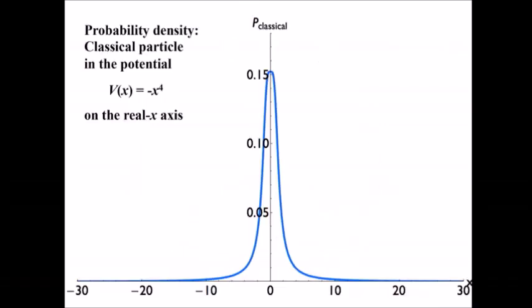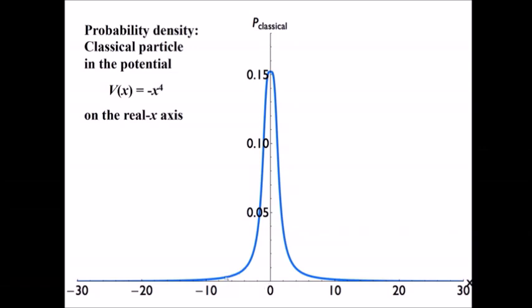Okay? So if you ask, what is the probability of finding this particle? It is most probable to find the classical particle near the origin, and it's very unlikely to find the particle very far from the origin because it's traveling very, very fast. So in fact, the particle spends almost all of its time very, very close to the origin. This is a sharply peaked probability distribution. So the particle is not in a static bound state, it's in a dynamical bound state.